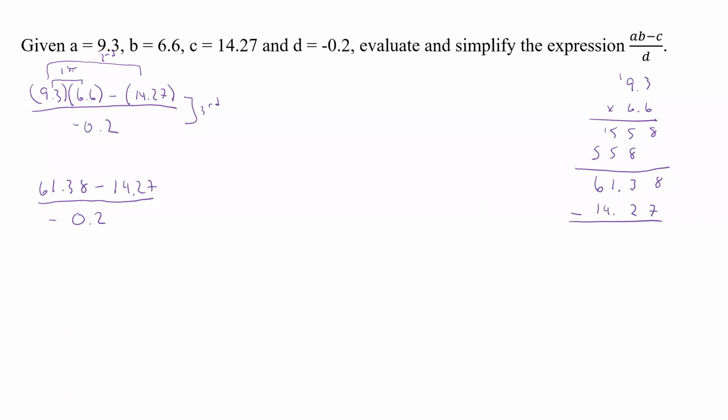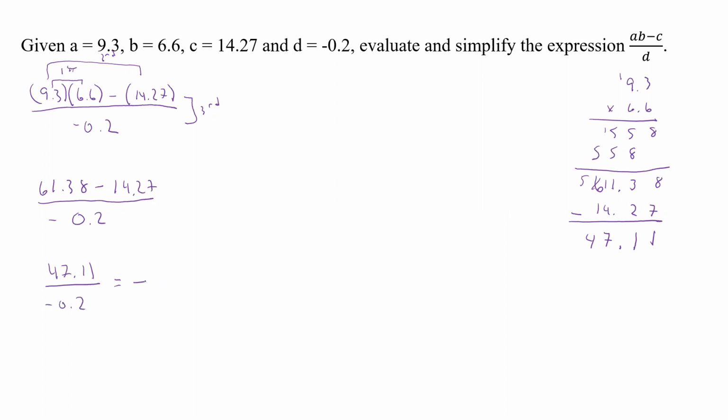14.27. So now we take 8 minus 7 is 1, 3 minus 2 is 1, bring down our period. Now we have to borrow, so that's a 5, so we have 11. So that's going to be a 7, and that's 5 minus 1 is 4. And so this then becomes 47.11 divided by a negative 0.2.